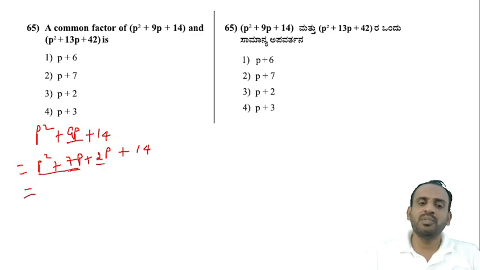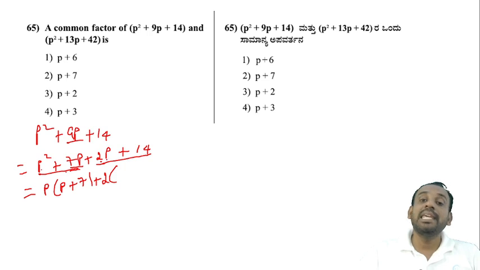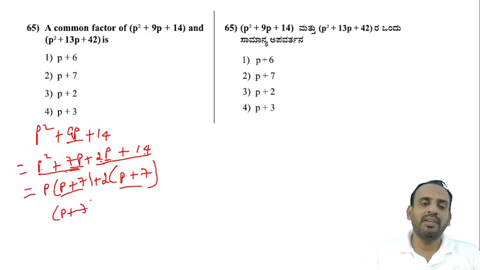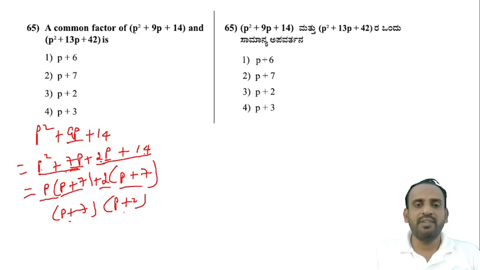So here we will group the terms now. This is one group, this is another group. In this group, what is the common letter? It is p. So when we take out p common, inside we have p plus 7. Into here, 2p and 14, 2 is common, so plus 2 times p plus 7. Now p plus 7 is common. We will take out p plus 7. What is remaining? P plus 2. Therefore, p plus 7 into p plus 2 from the first expression.